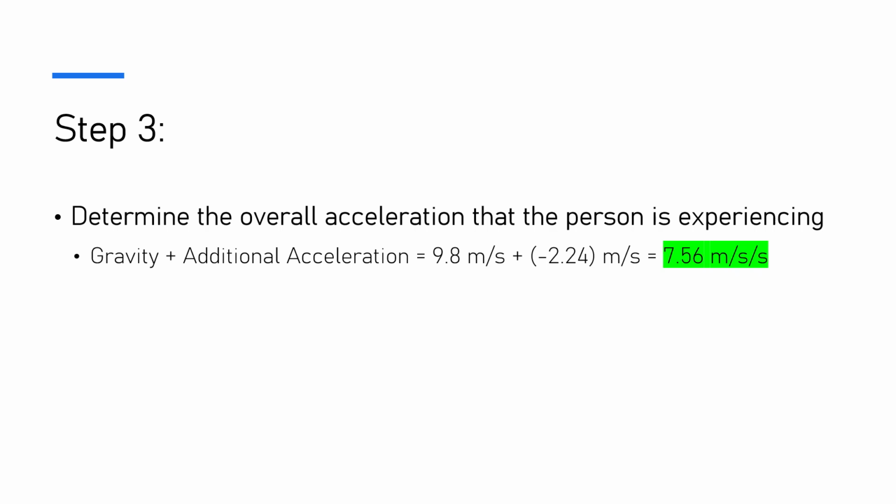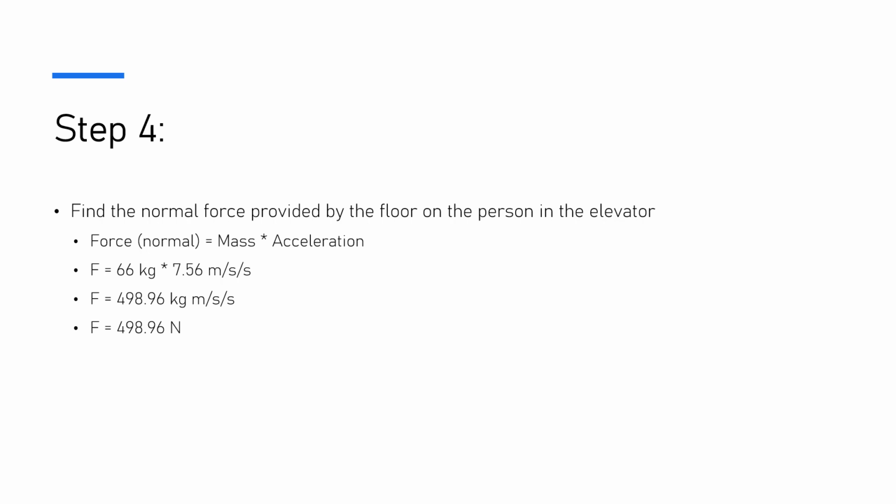And if you have a keen eye here, you'll notice that I forgot to write "per second" there. But don't blame me too bad for that. You get the point. So let's move on. We look at 7.56 meters per second squared. We can now find the normal force provided by the floor.